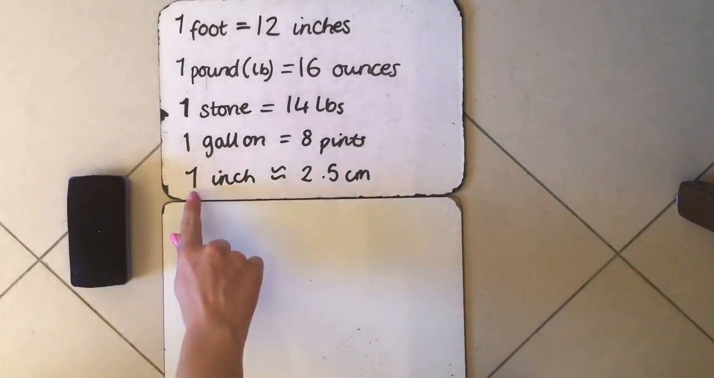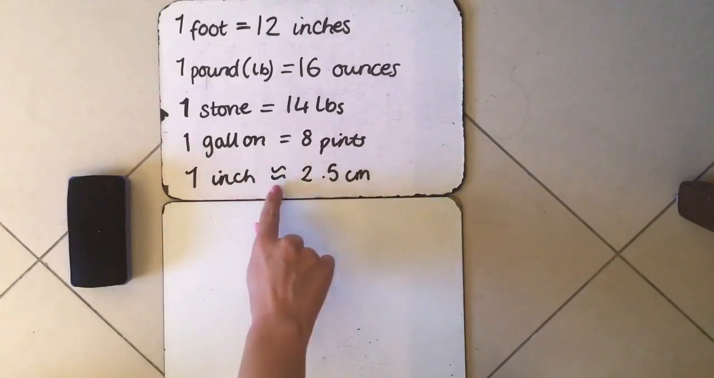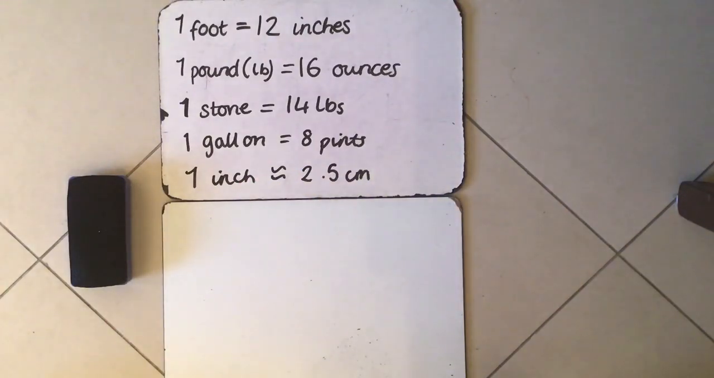The last one I've got here is 1 inch, and this symbol means approximately equal to 2.5 centimetres. You'll notice on your rulers, most of you will have centimetres on one side, and then on the other side will have inches. Now to work out the conversions of these, you basically just need to multiply when needed. So let's have a look.